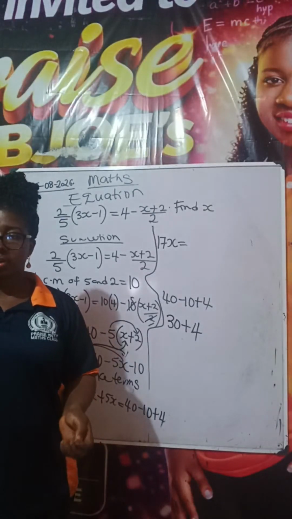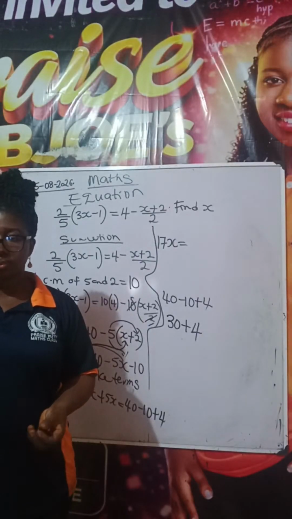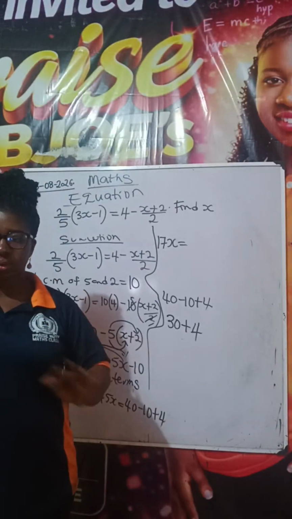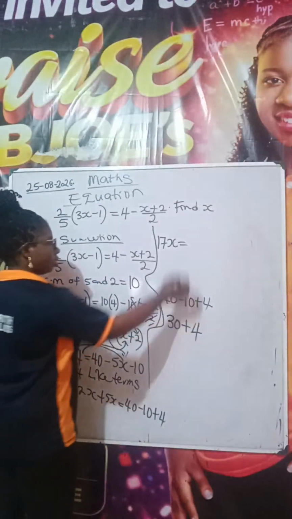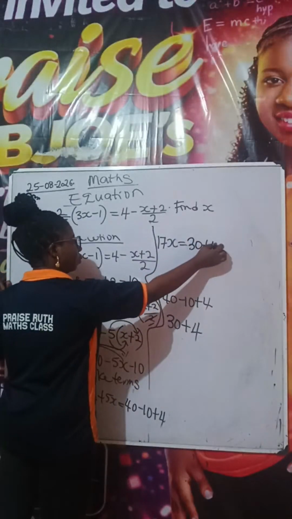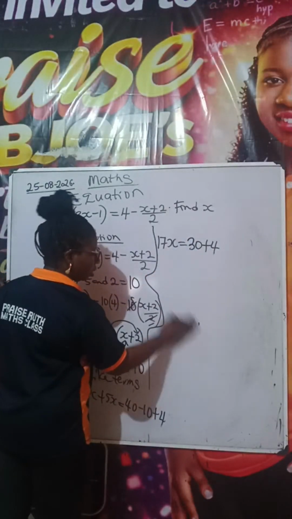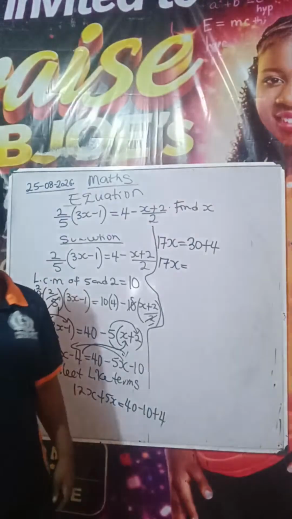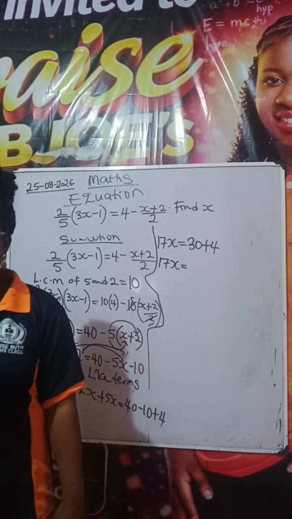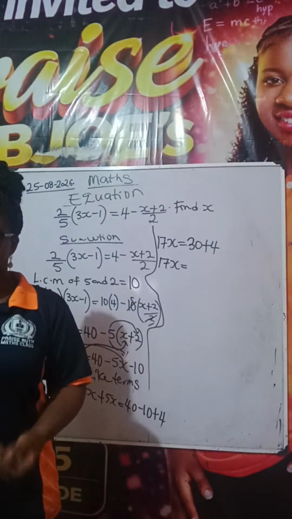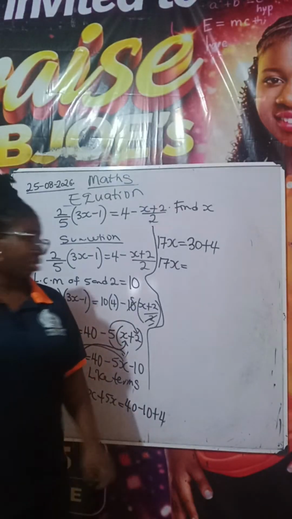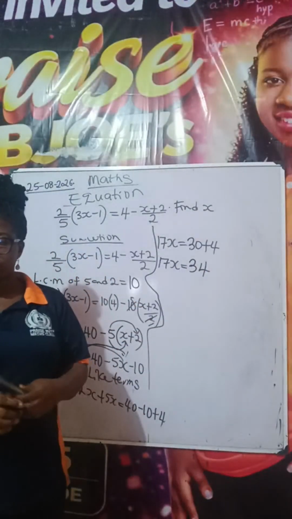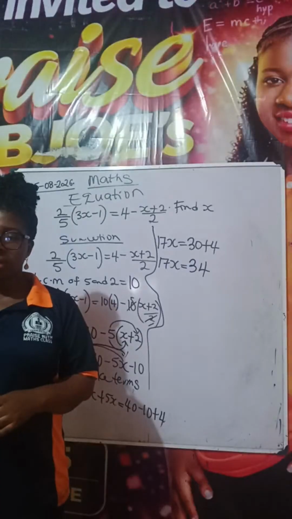Are we still together or we are confused? Anyone that comes first, when you stop it, is correct. So now we are going to have 30 plus 4 here. And that would be 17x equals to 30 plus 4. Okay, so 30 plus 4, what do we have? So we are getting 34. Yeah, we have 34.